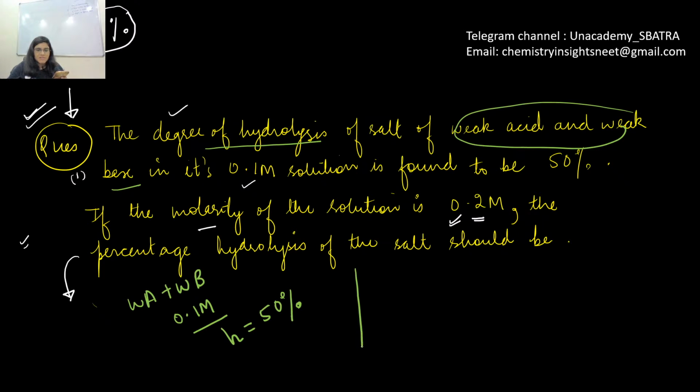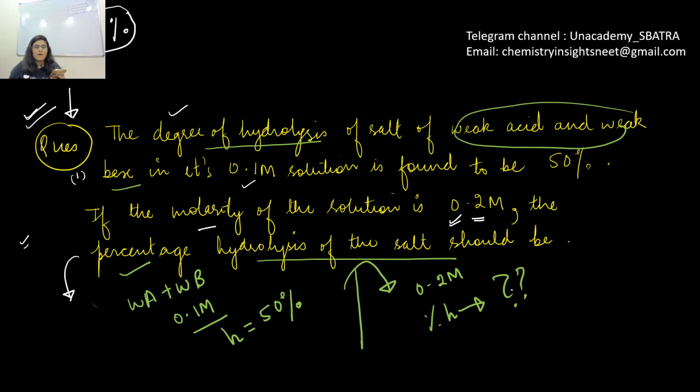Now what the question is saying: if the molarity of the solution changes to 0.2 molar, then you have to calculate the percentage hydrolysis of the salt. That means you have to calculate the percentage hydrolysis at this changed concentration. So now, what you have to consider, which is a very important thing, is that this particular salt is made up of a weak acid and a weak base.